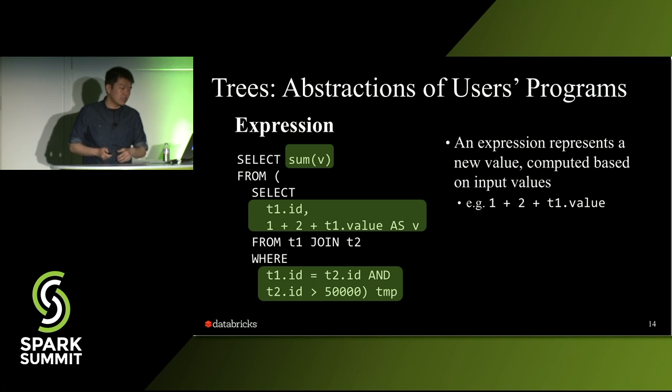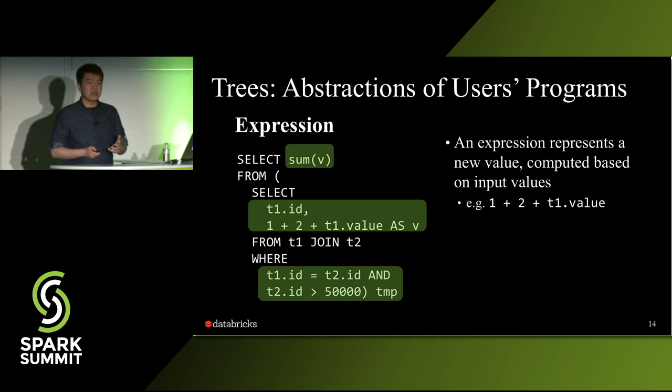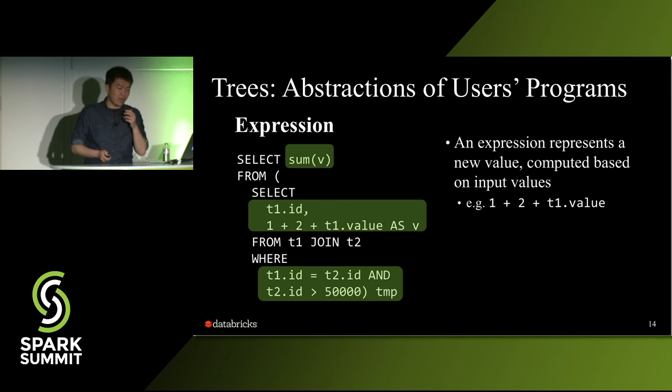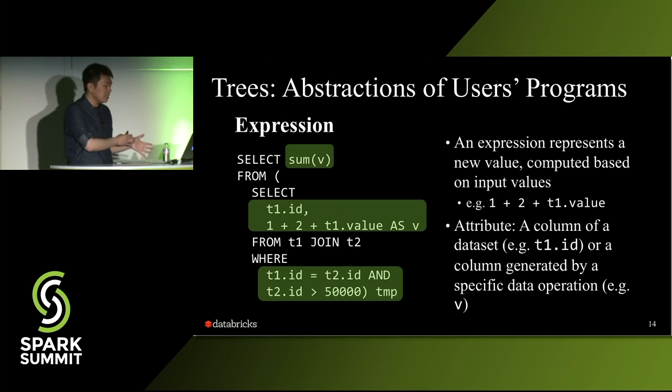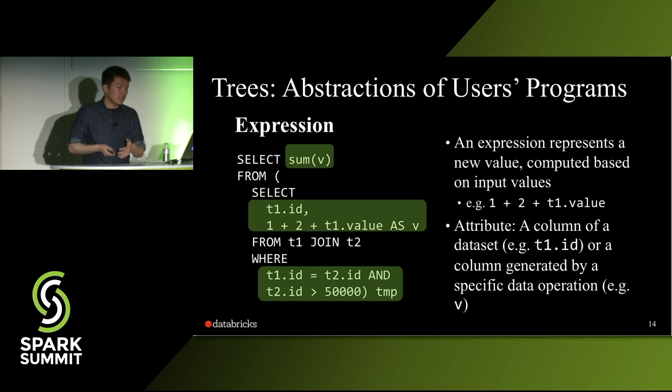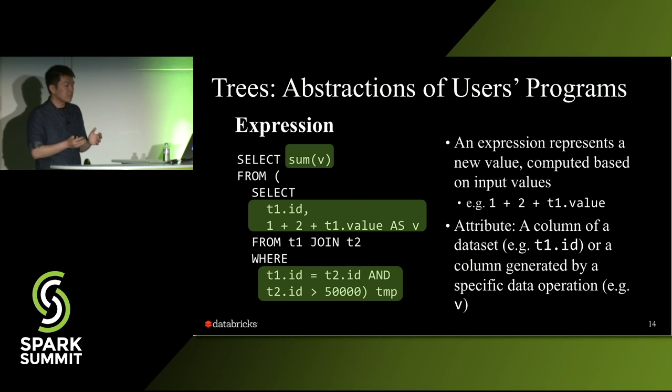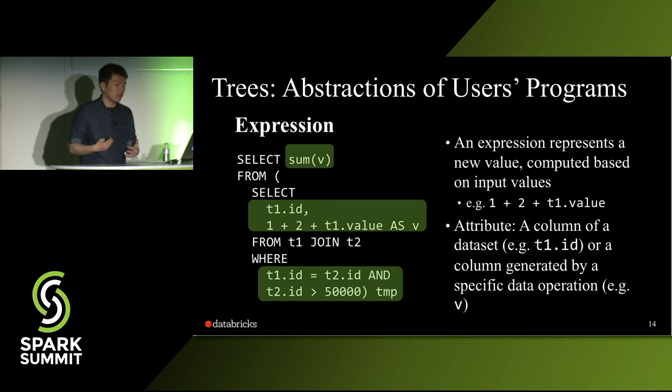And in Spark, the columns are also represented by expressions, and we call those attributes. An attribute can represent a column of a data set, for example, T1.id here, or a column generated by a specific data operation. For example, the attribute we here represents the result of 1 plus 2 plus T1.value. So we can use expressions to represent the operation of generating a new value from input values.